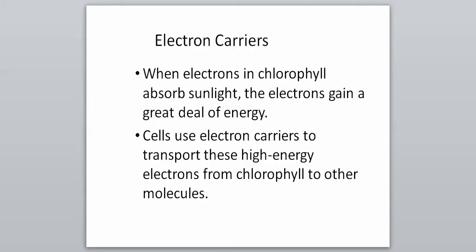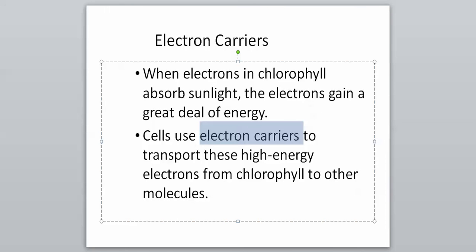And going back to something we mentioned a little bit earlier about what actually happens in the process of photosynthesis. When electrons in the chlorophyll absorb sunlight, the electrons gain a great deal of energy, and cells use electron carriers to transport these high-energy electrons from chlorophyll to other molecules. So we have a bunch of excited, really high-energy electrons, but they can't move by themselves, so they need something to carry them. That is where electron carriers come into play.